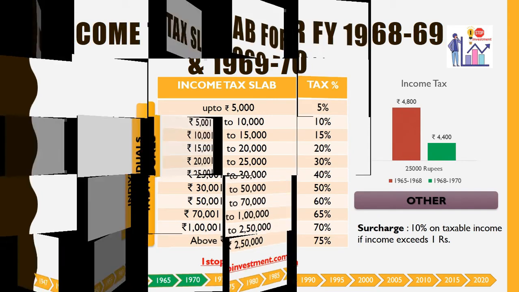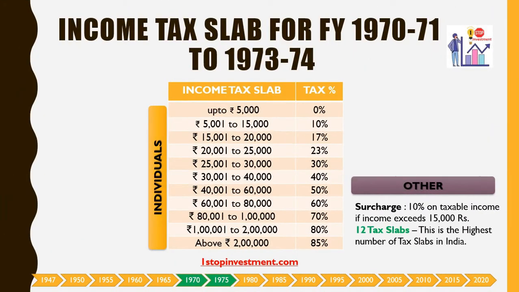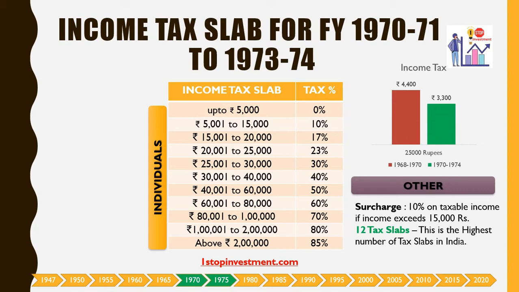For the next financial years 1970 to 71 and 1973 to 74, zero income tax slab was introduced, which was a great relief to the majority of the people. And 11 tax brackets were kept with tax rates from 10% up to 85%. This was the highest number of tax slabs in India. Even if we add surcharge, the highest tax slab attracted 93.5% tax. For a total income of 25,000 rupees, a person had to pay 3,300 rupees as tax, which was 25% lesser than the previous tax slabs.